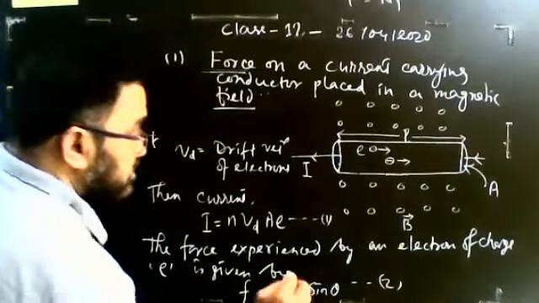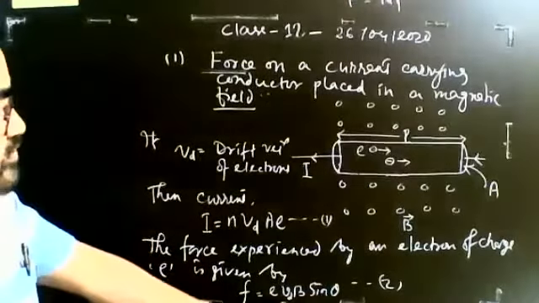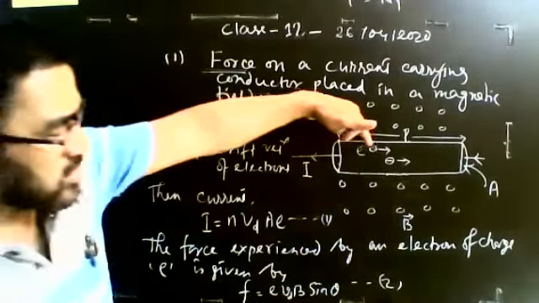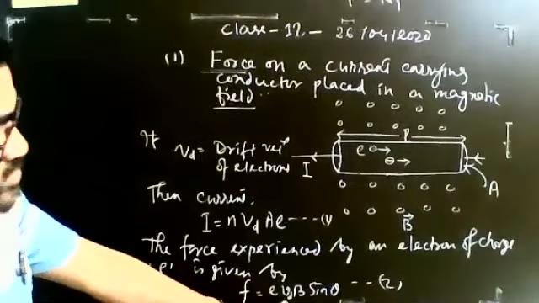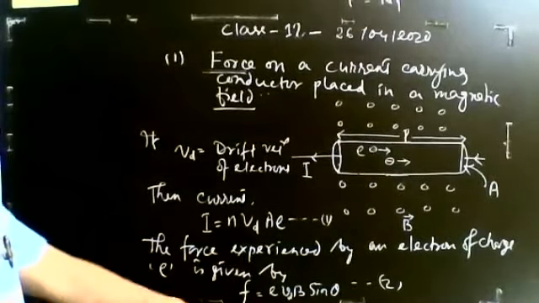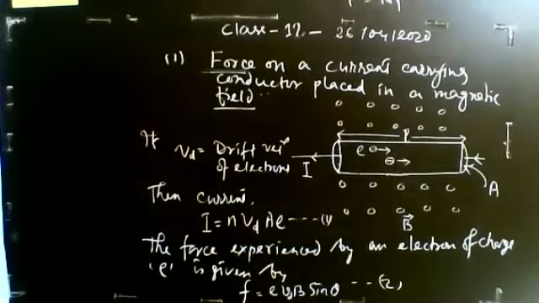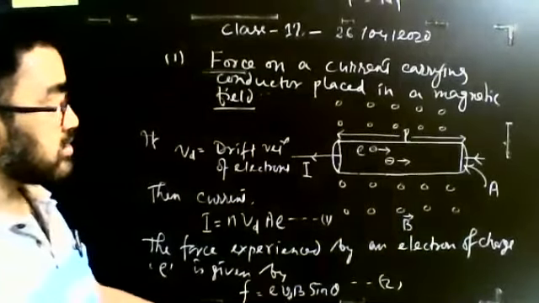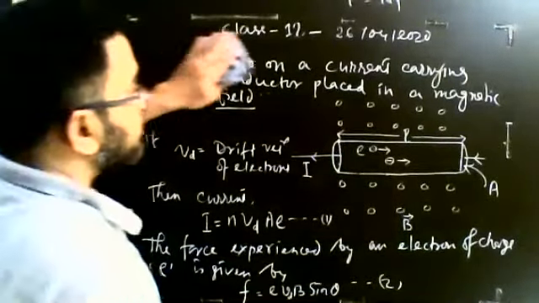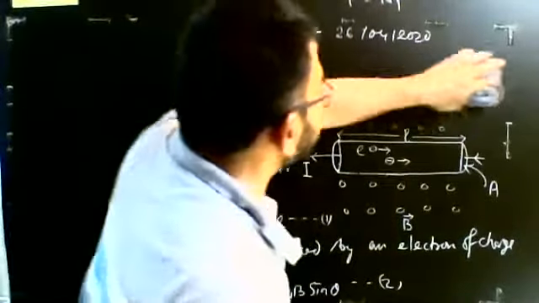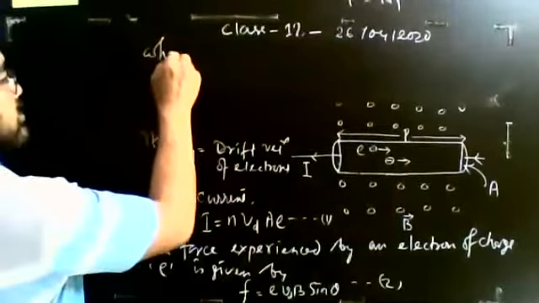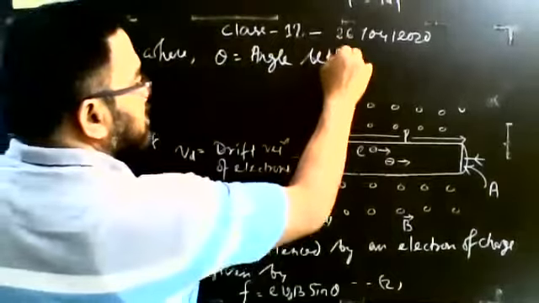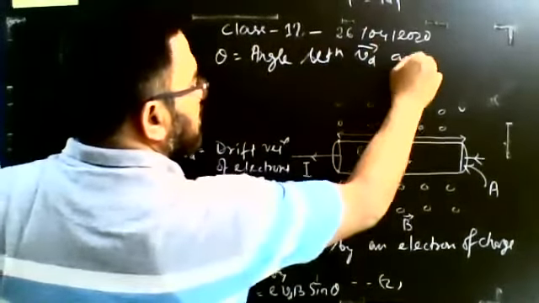So if this is the drift velocity, then you can write F = e Vd B sin theta. In the conductor, we are considering the velocity of the electron as Vd, the drift velocity, where theta is the angle between the Vd vector and the B vector.